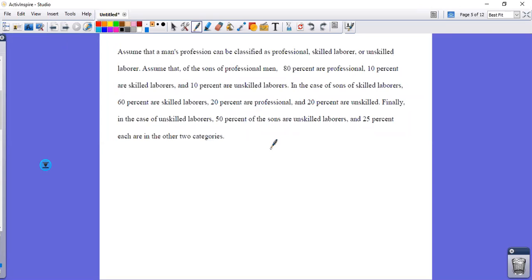So this one just has 3 states. A man can be a professional, a skilled laborer, or an unskilled laborer. Penn State University for those that. Okay. Assume that a son of a professional man. So this is not what the person is doing. This is what dad is, and then what son is going to be.